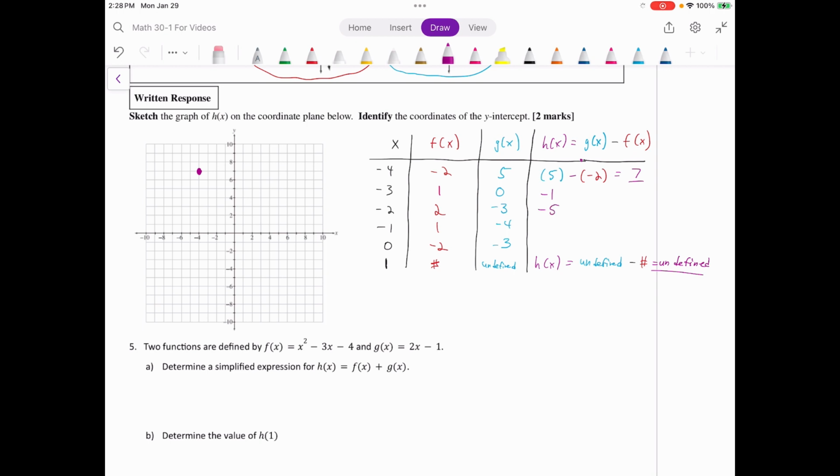Let me add those points to my graph. X is negative 3. H of x is negative 1. So negative 3, negative 1. There's my next point. And when x is negative 2, y is negative 5. So when x is negative 2, the value of h of x is negative 5, right there.